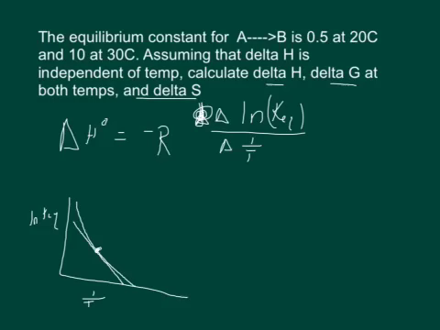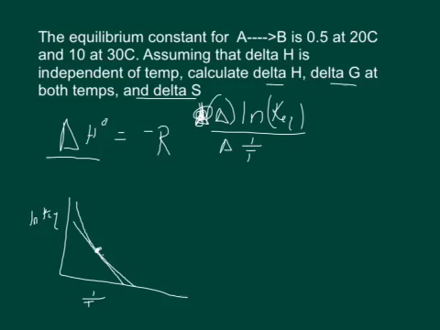Whenever you have very small distances, you can find delta H standard state just by using the change of the natural log over the change of 1 over temperature. However, if it's large differences, delta H can change slightly as you go up the graph. So delta H is temperature dependent, but over small temperature ranges it is temperature independent.